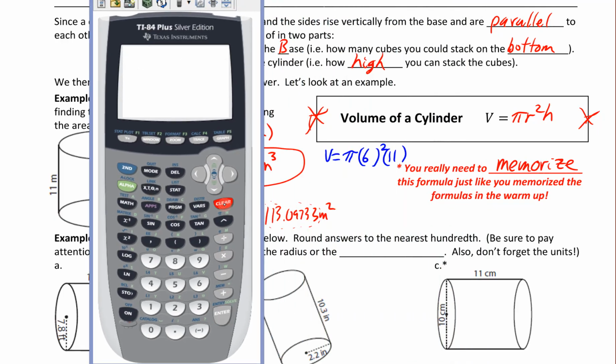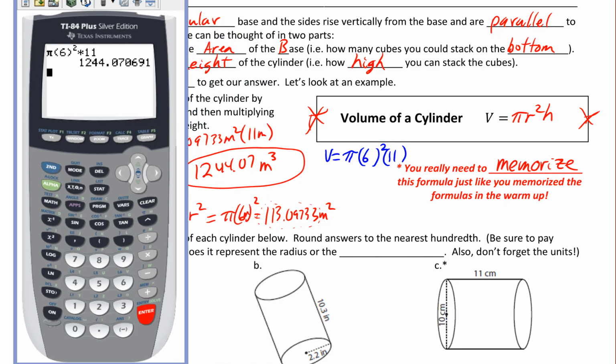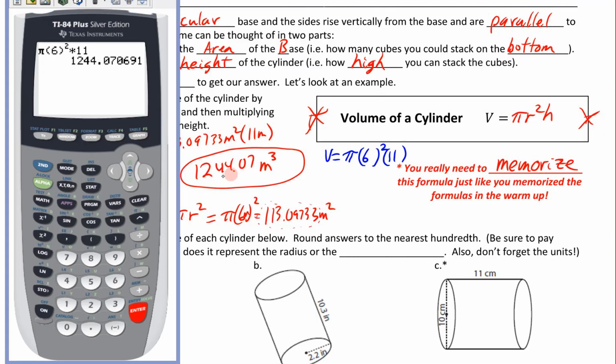I'm going to clear this off, and we're going to do second pi. Pi is right here above the caret key. I'm going to do parentheses 6, close the parentheses. I'm going to square that, and then I'm going to times it by 11. Now you could put this in parentheses, you can use the times. In fact, you could actually just put the 11. It knows what implied multiplication is. But take a look here. That quickly, by just typing this in, we get exactly the same answer, the 1244.07.